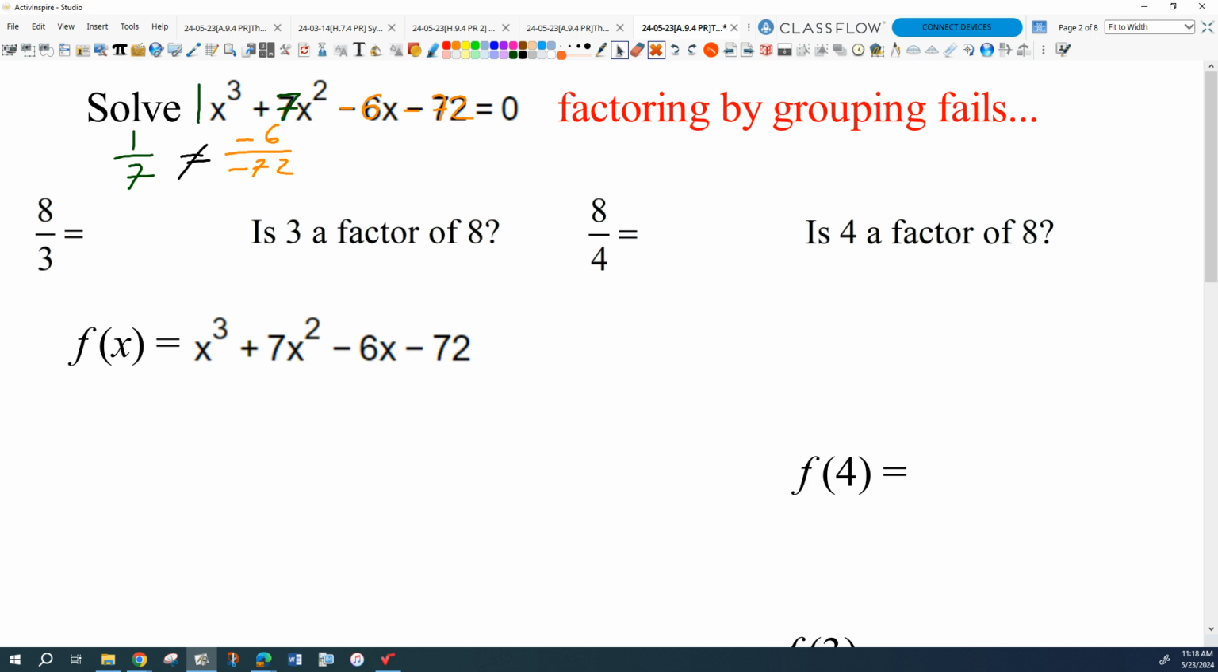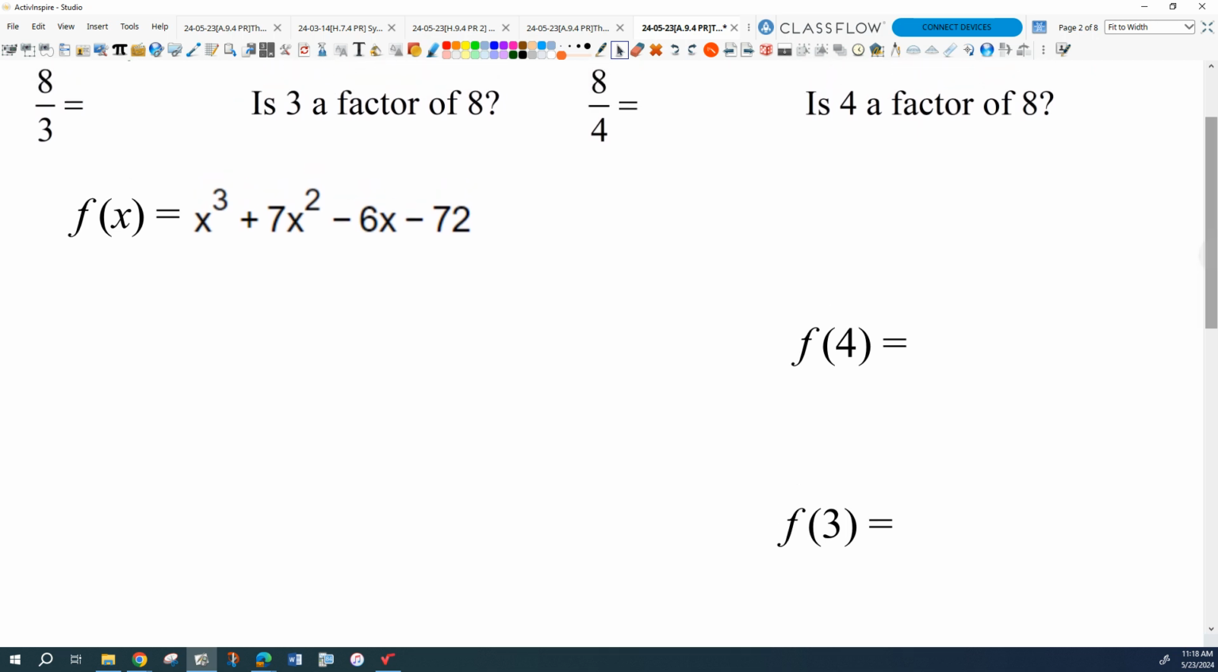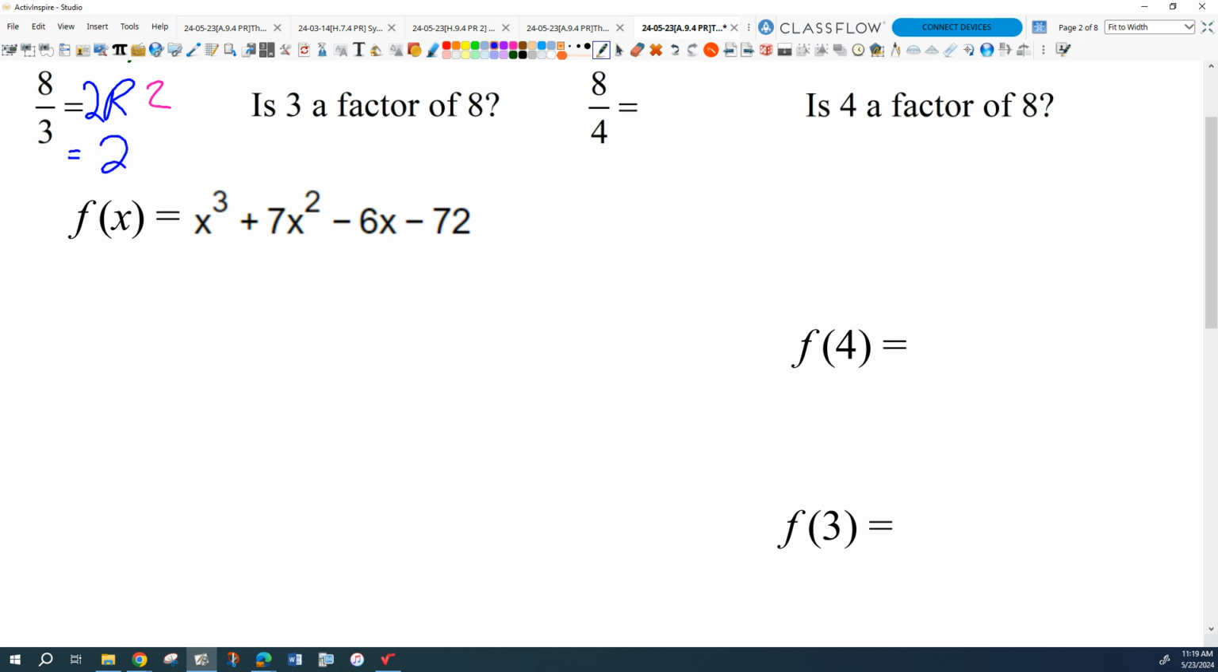Now, to get there, let's shift gears a little bit. Let's go back and just review some concepts. So if I divide 8 by 3, what do I get? How many times does 3 go into 8? 2, with a remainder of what? 2, right? Which would mean if we wrote that as a mixed number, it's just equal to 2 and how many thirds? 2.